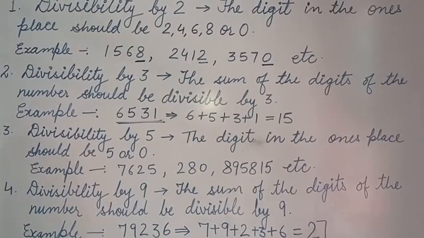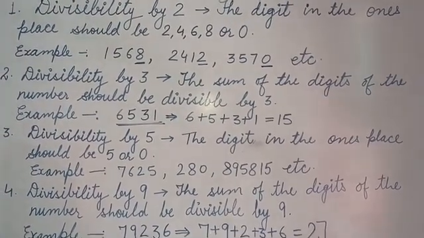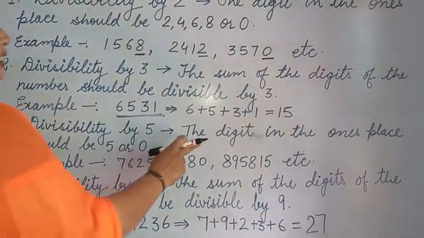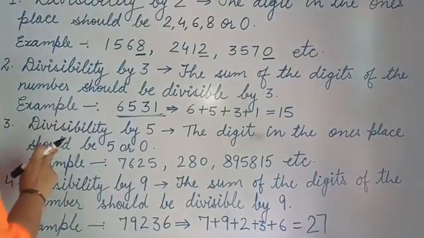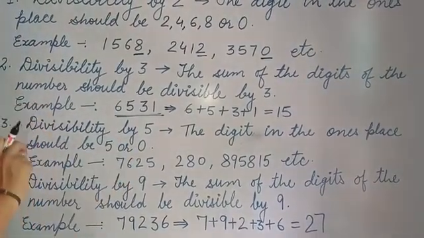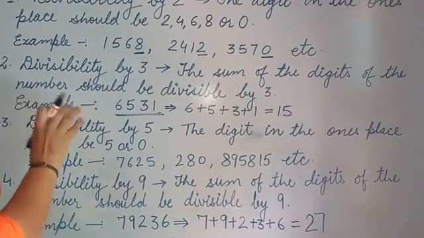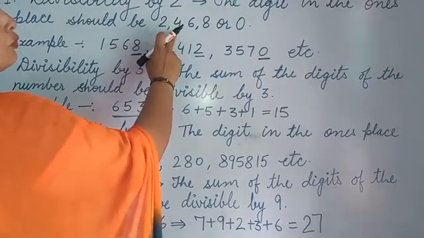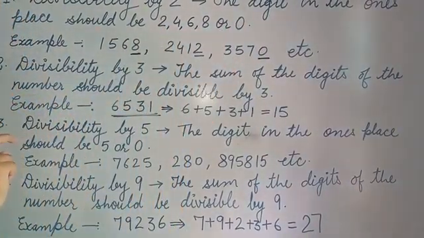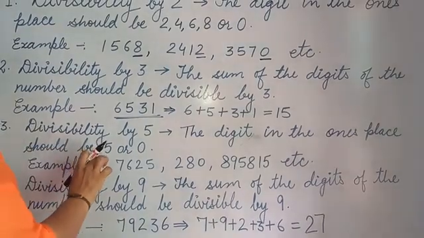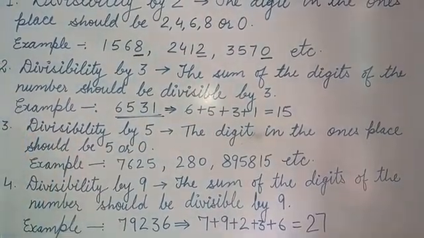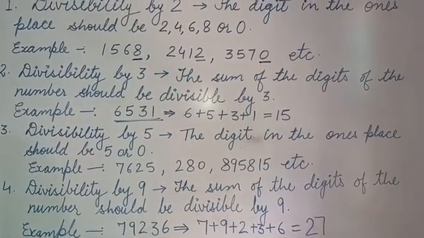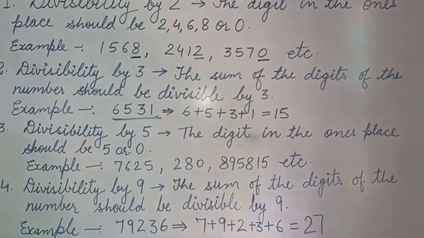How will we check that the number is divisible by 5 or not, meaning 5 is a factor of that number or not? For that, the digit in the ones place should be 5 or 0. For 2 we check the ones place, and for 5 also we check the ones place. But for 2 we check in the ones place 2, 4, 6, 8, 0, meaning all the even numbers. And for 5 we check only 5 and 0. If in the ones place there is either 5 or 0, the number is divisible by 5.